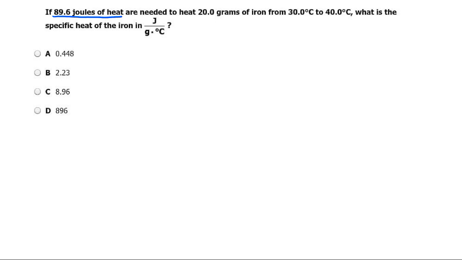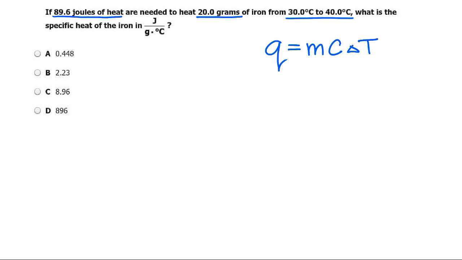So if 89.6 joules of heat are needed to heat 20 grams of iron from 30 degrees Celsius to 40 degrees Celsius, what is the specific heat of iron? Finally, we use that equation that we've been talking about so much. I've got a couple of values though. I've got joules of heat, mass of iron, and a change in temperature from 30 degrees to 40 degrees Celsius. What is the specific heat of iron? This is the equation for specific heat capacity. Q equals mc delta T.